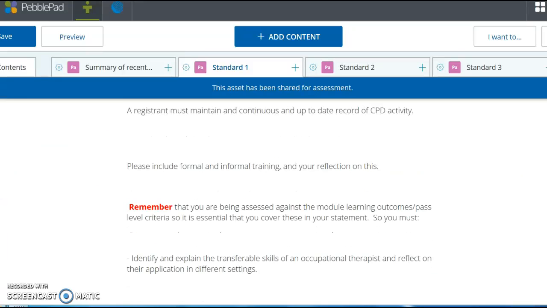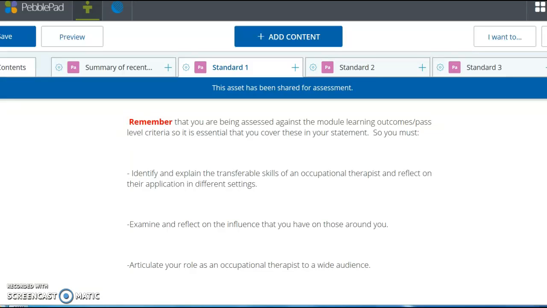So what it's important that you remember is that you've got to weave in the learning outcomes into these standards. So we've put them in the template just as a reminder really. So as you're talking about it, you need to weave in these learning outcomes. So your first one, identify and explain transferable skills of an occupational therapist and reflect on their application in different settings.